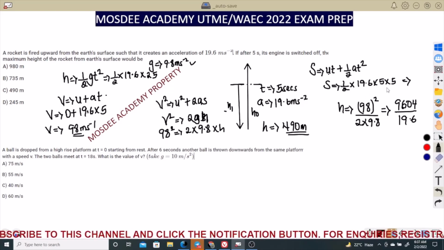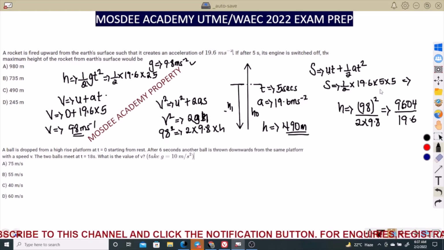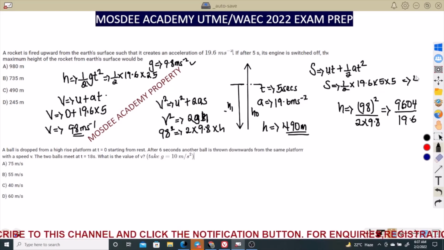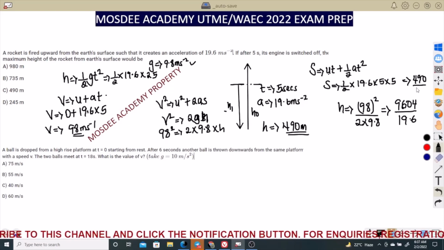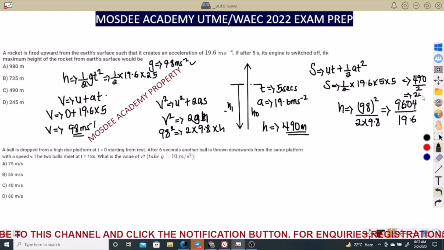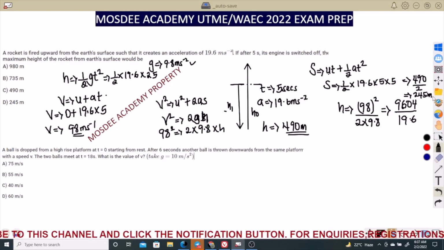So simplification of this one will give you 19.6 multiplied by 25, which you can always try. It's also good to know how to multiply. I think this is 490, divided by 2, which is very simple to divide by 2. Everybody knows that. And that is 245 meters. So that is the technicality.